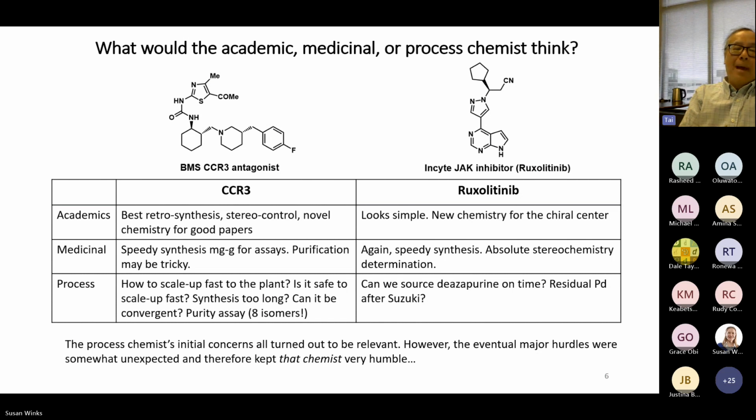However, many of them turn out to be relevant as we go down the development timeline. However, there are some major hurdles that popped up which were totally unexpected. And these things usually keep me and most process chemists extremely humble. Next, please.